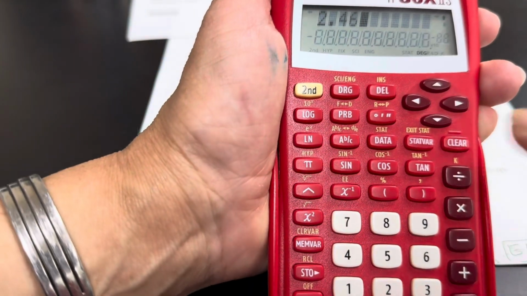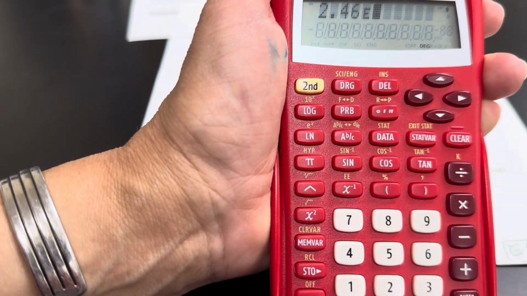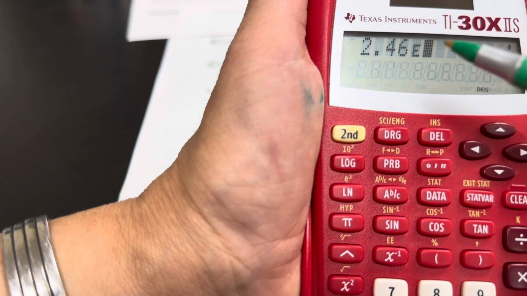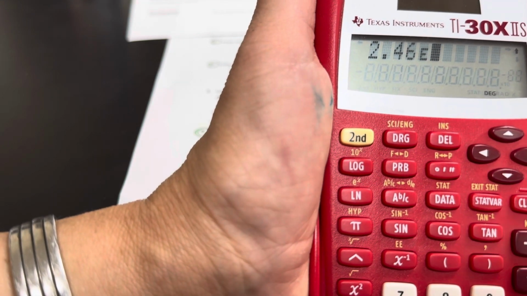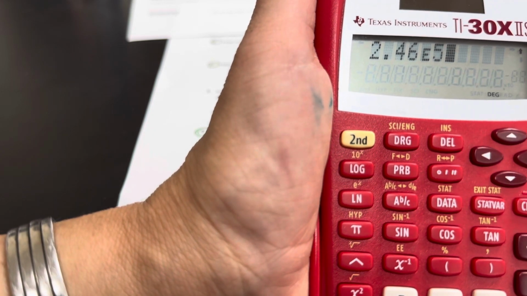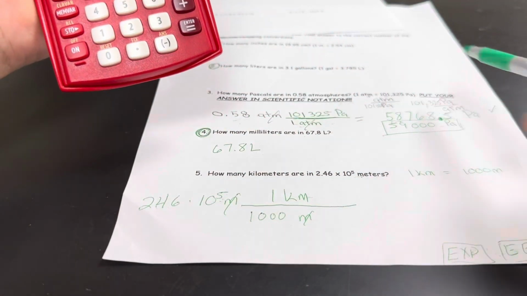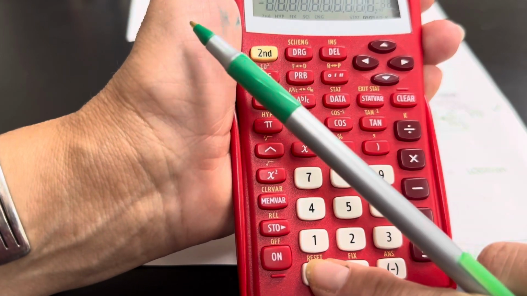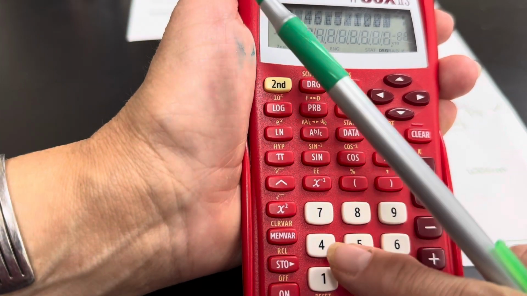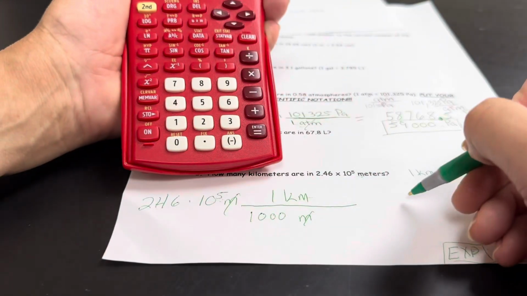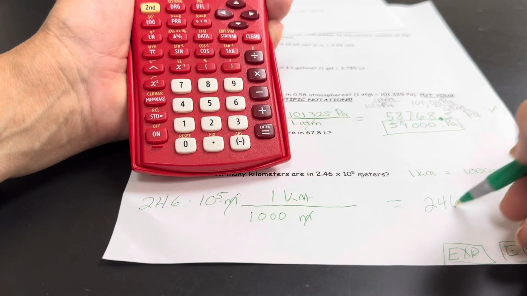So when I hit my second EE, see how that E says it already knows I'm going to talk about scientific notation. It's just asking me for the exponent now, and I put in a 5. So that number is already in there in scientific notation. And then in my problem, I want to divide by 1,000, so I'm just going to hit the divide key and put in 1,000. And then hit equals, and I got 246. So my answer is 246, okay?